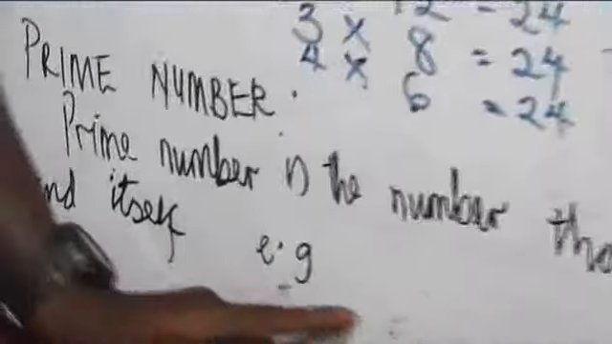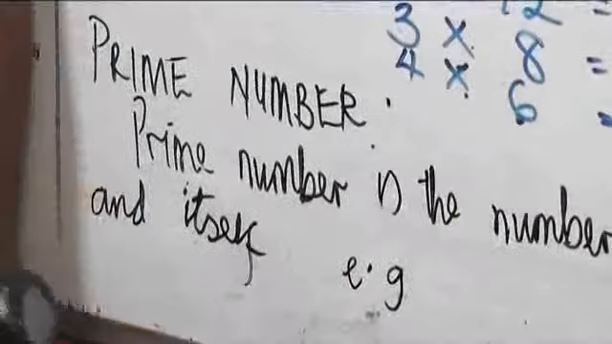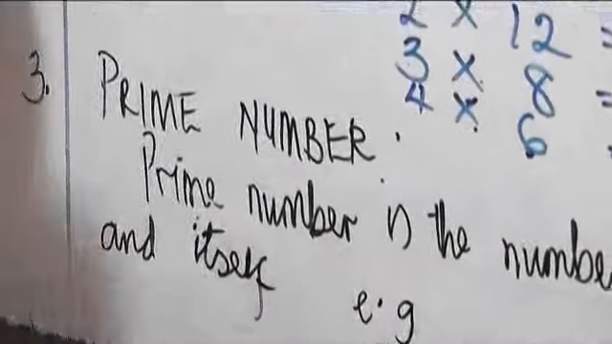Now, when we look at it now, example of prime number. Now, you must always note some rules in prime number. 1 is not a prime number.